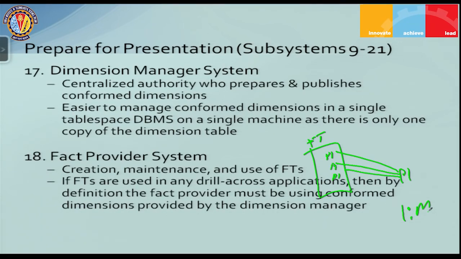It is slightly more involved when we talk about a multiple table space DBMS, or a DBMS distributed over a set of machines. Then it becomes slightly more complicated, but a single table space DBMS on a single machine is the easiest way to implement conformed dimensions.